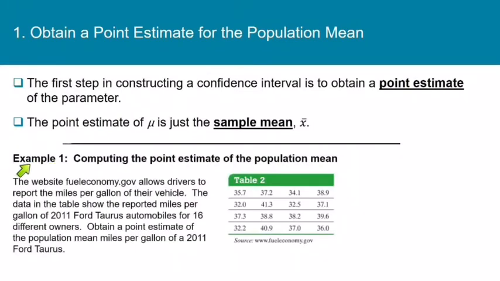So let's look at example 1. The website fueleconomy.gov allows drivers to report the miles per gallon of their vehicle. The data in the table show the reported miles per gallon of 2011 Ford Taurus automobiles for 16 different owners. Obtain a point estimate of the population mean miles per gallon of a 2011 Ford Taurus. Well, we know that a point estimate for mu is simply the sample mean X bar. So what you would do is enter these 16 numbers into your calculator and use one variable stats to find the sample mean. I've already done that, so I'll go ahead and say that the point estimate is equal to X bar, which is equal to 36.8.